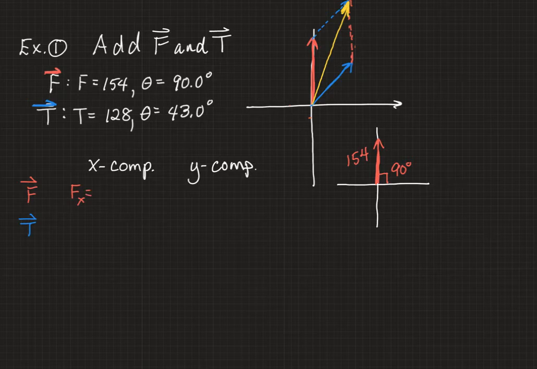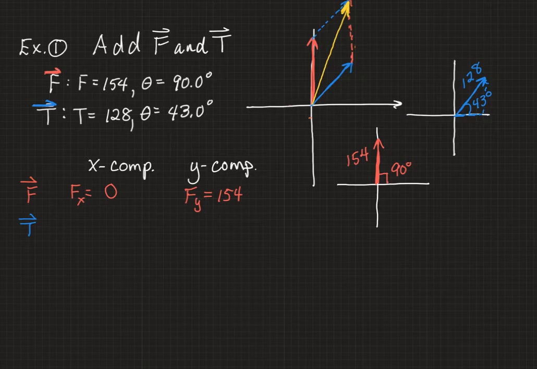For that vector that is moving vertically, there is no x component. That entire 154, whatever units it is, is in the y direction. So f sub y is equal to 154. Okay. The t vector is a little more interesting and complicated.